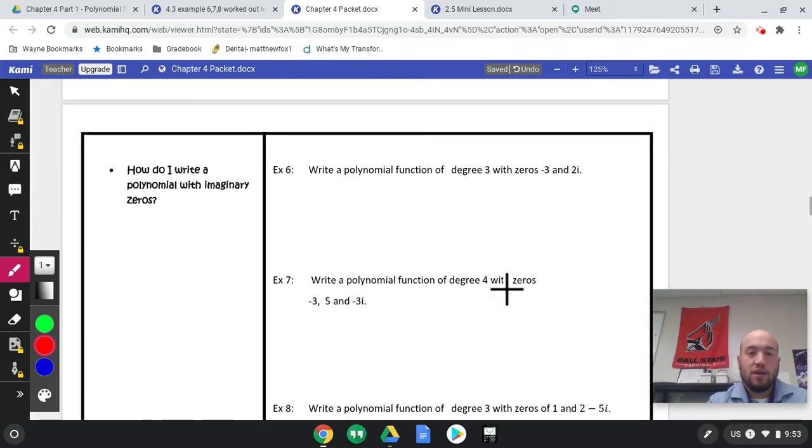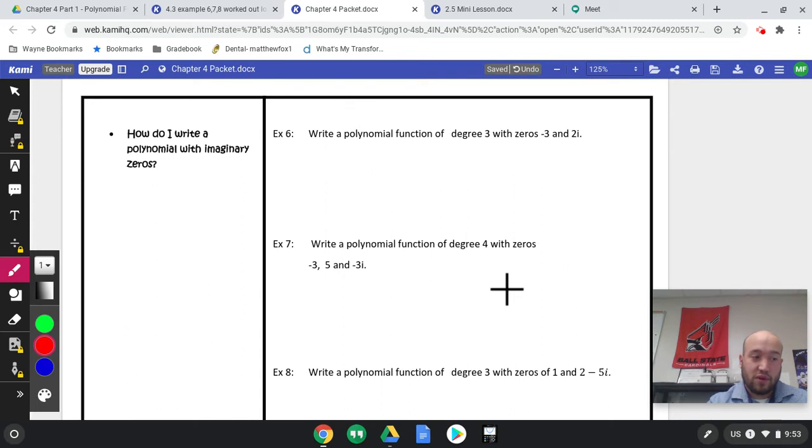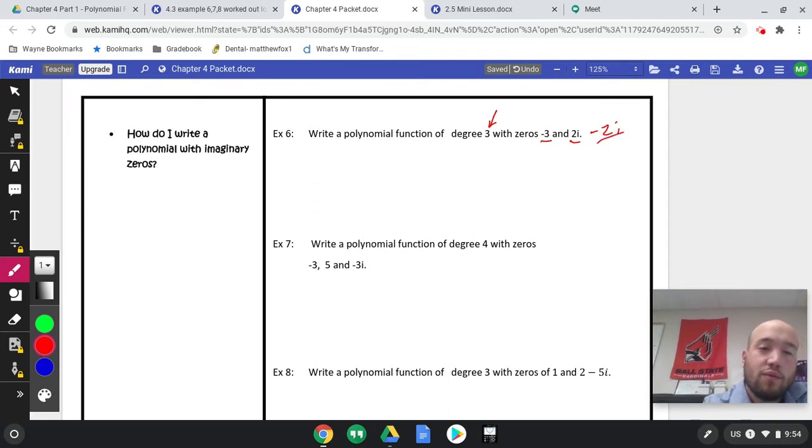So last week we had to write a polynomial function, except when we wrote our polynomial functions, they were always nice in that it was just real roots. Here we have a 0 of negative 3. We also have one of 2i. However, if we have 2i, we know that our third one, since it's degree 3, would be the conjugate of 2i, which is negative 2i. So those are our 3 zeros. Now, we know our final answer.